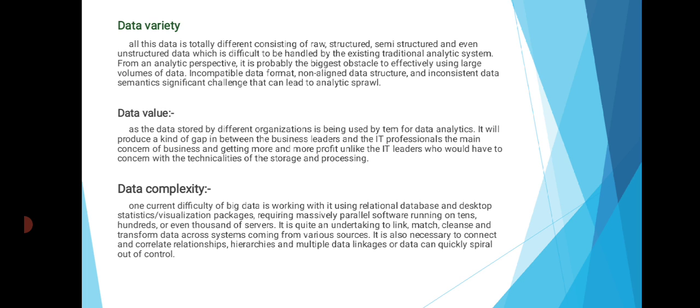Another issue is data variety. All this data has totally different formats: rows, structures, stream structures, and even unstructured data, which is difficult to handle by existing traditional analytical systems. From an analytical perspective, data variety is probably the biggest obstacle to effectively using large volumes of data. In this data variety, incompatible data formats, non-aligned data structures, and inconsistent data semantics are significant challenges that can lead to analytical sprawl.